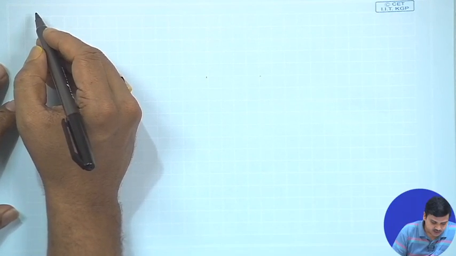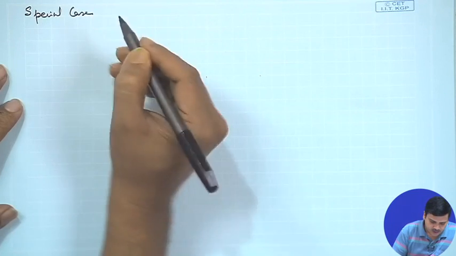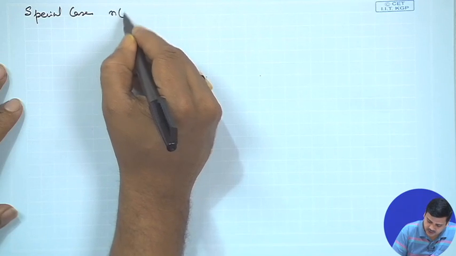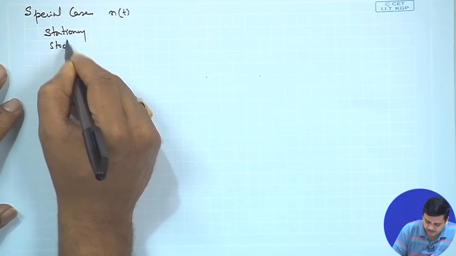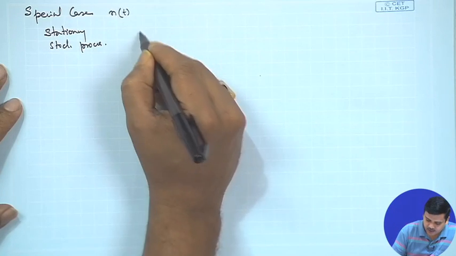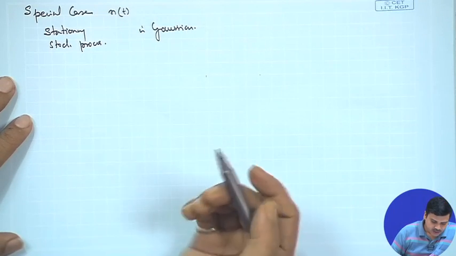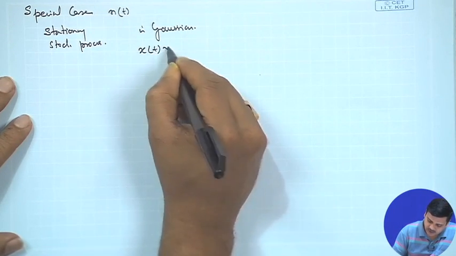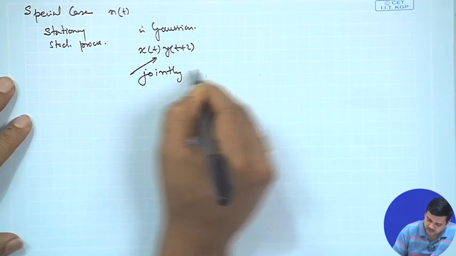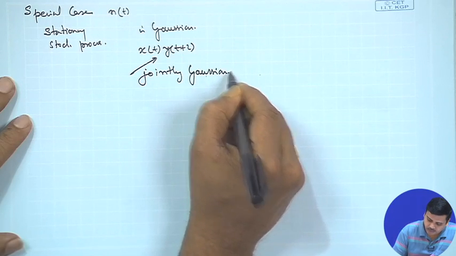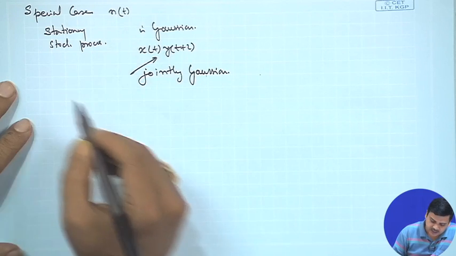So, we consider the special case where the process n of t, the stationary stochastic process, is Gaussian, right. We take this to be Gaussian, and that means x of t and y of t plus tau, we take this to be jointly Gaussian, right. We take them to be jointly Gaussian, and that means they will be statistically independent.